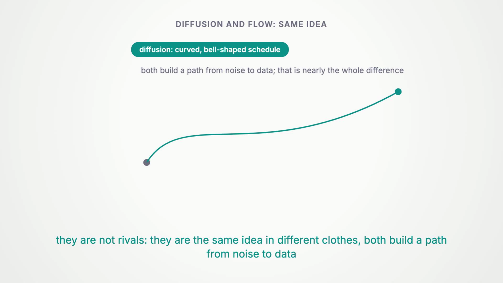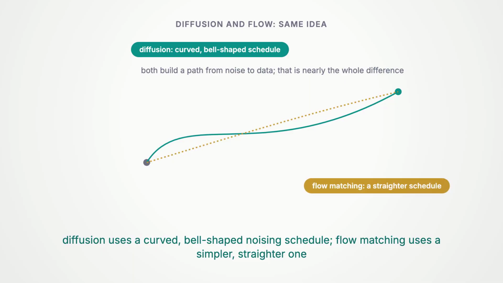Both build a path from noise to data and train a model to move along it. Diffusion happens to use a particular curved, bell-shaped noising schedule. Flow matching uses a simpler, straighter one. That is very nearly the whole difference.